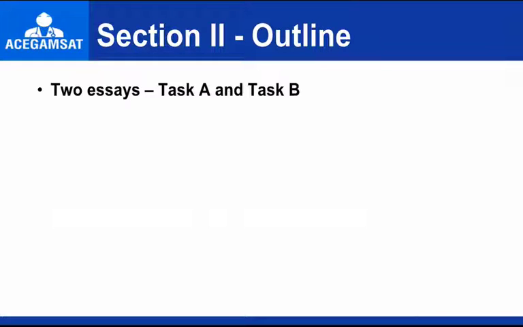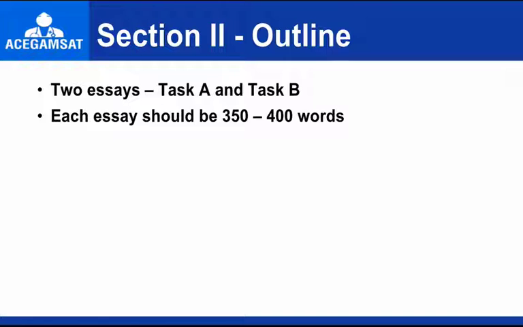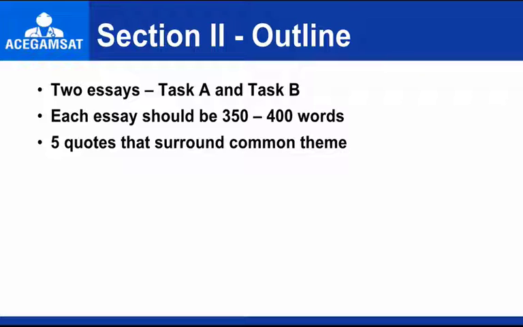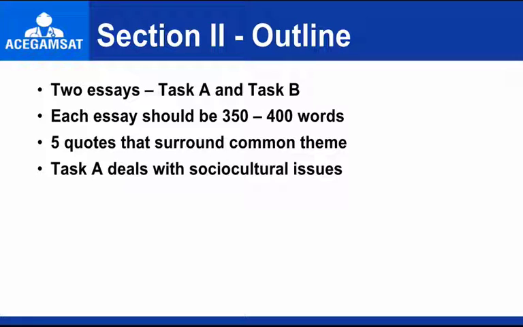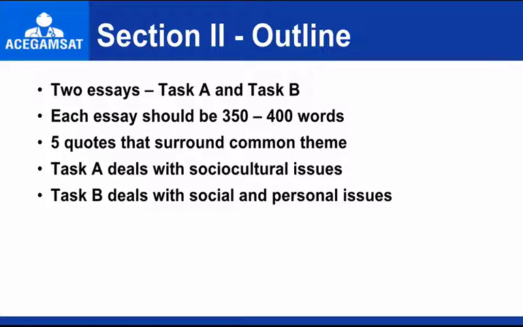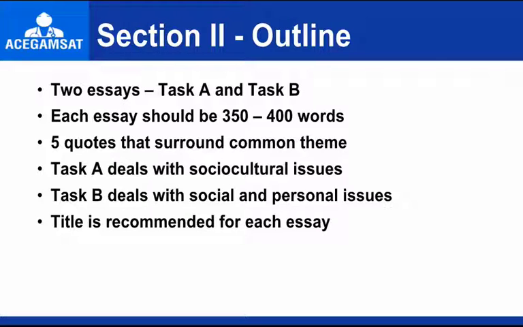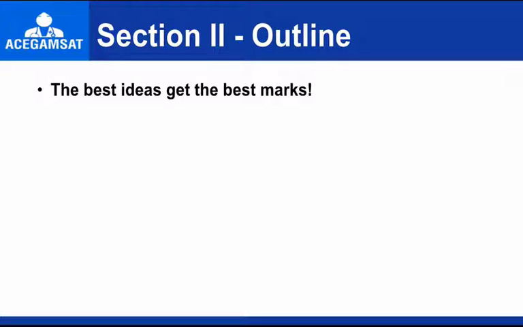Section 2 Outline. Section 2 consists of 2 essays, so Task A and Task B, and each essay should be 350 to 400 words in length. Students are given 5 quotes that surround a common theme. This is for each essay, so Task A deals with socio-cultural issues, and Task B deals with social and personal issues. And a title is recommended for each essay, so be creative. The best ideas get the best marks.